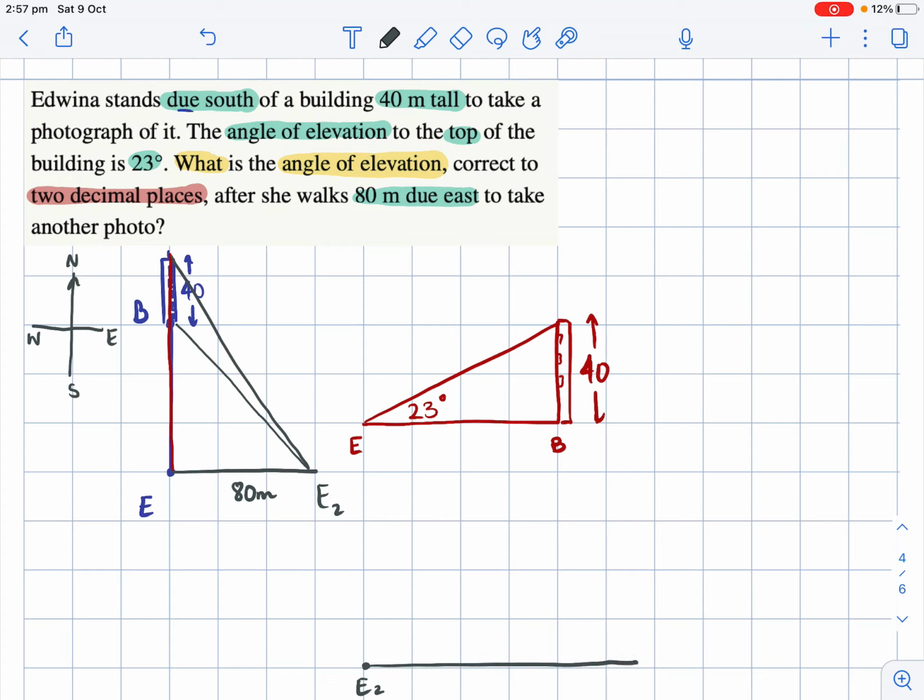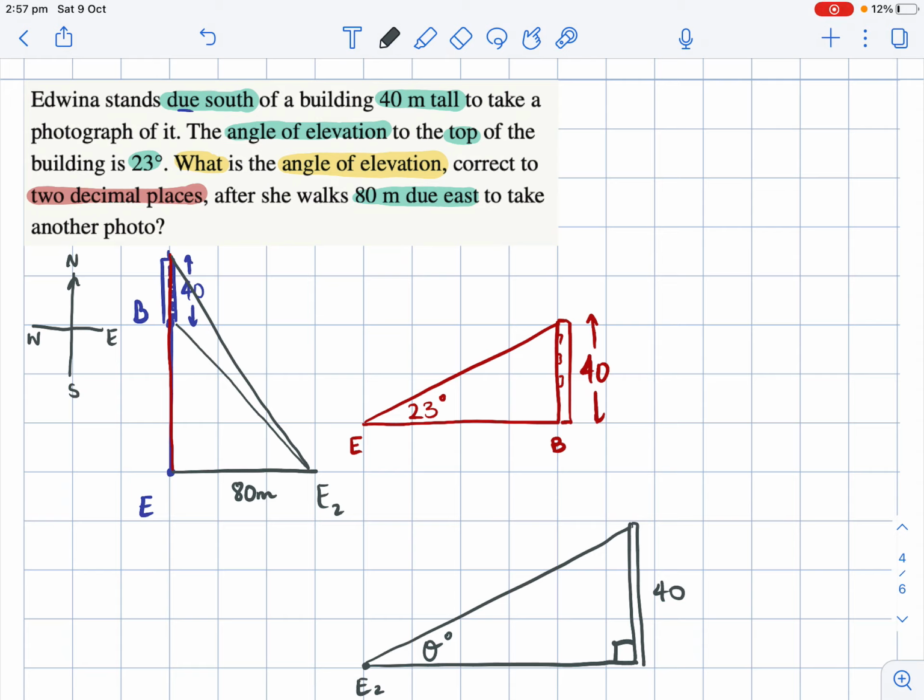And there's a distance to the building that's changed. It's not the same as before because she moved. And we want to find out the angle of elevation to the same building. Now, we've created another right angle triangle. So you might want to think, well, how does this work? What's going on? And you might want to try and pick apart a few different bits and pieces here.